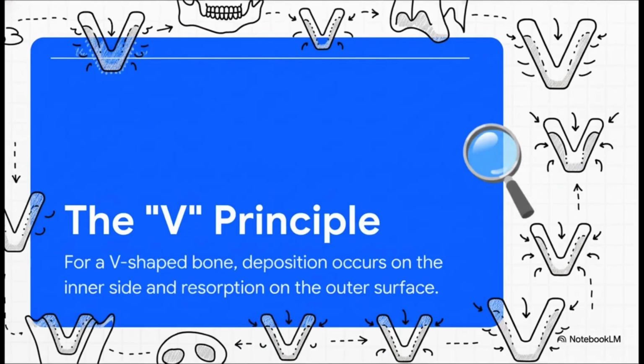Now, this next one sounds a little weird at first, but it is such a clever and important idea. For any bone or area that's shaped like a V, growth happens in a very specific way. You add bone, or have deposition, on the inner surface of the V, and at the same time, you remove bone, or have resorption, from the outer surface.